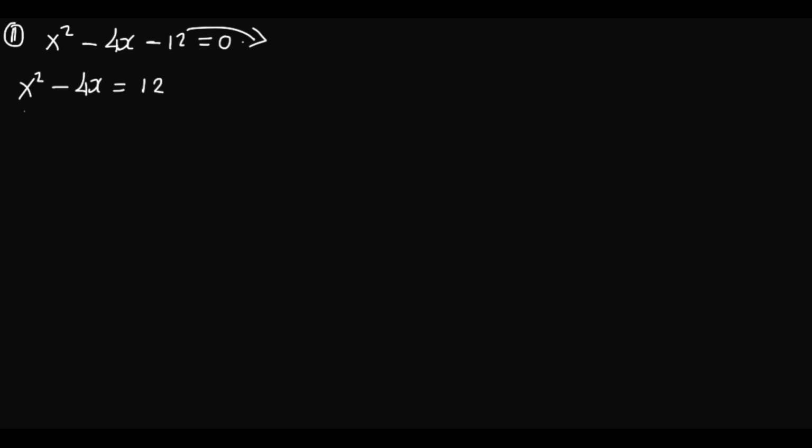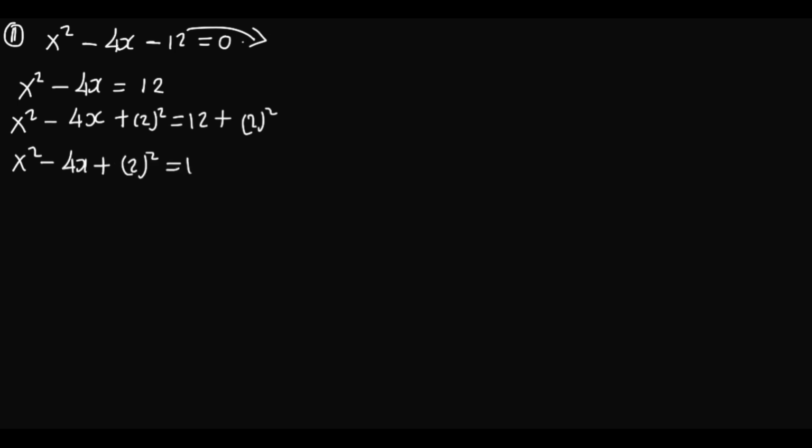After reaching this stage, let's now find the half of -4. So you can just ignore the negative. So half of 4 is 2, then you square it and add it to both sides of the equation. So we have x squared minus 4x plus 2 squared is equal to 12 plus 2 squared. So we have x squared minus 4x plus 2 squared is equal to 12 plus 2 times 2 is 4. So we can see that we can add 12 plus 4 is 16.